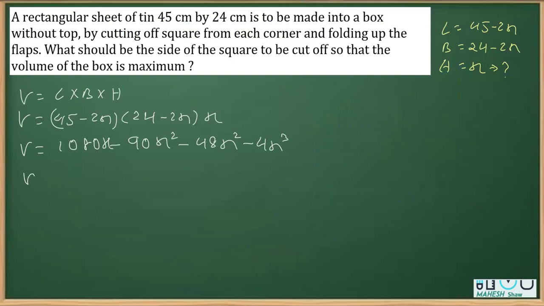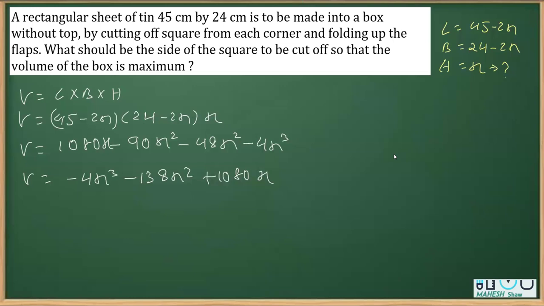Now, arranging them in decreasing order of power, I'll get 4x cubed minus 138x squared plus 1080x. Well, the first term should be plus, right? Because minus 2 into minus 2 is 4. So this is 4x cubed.